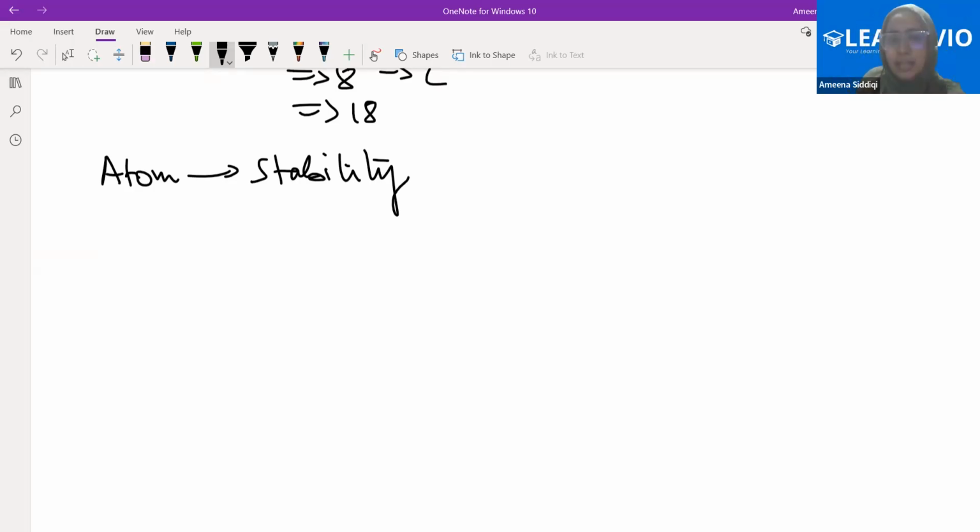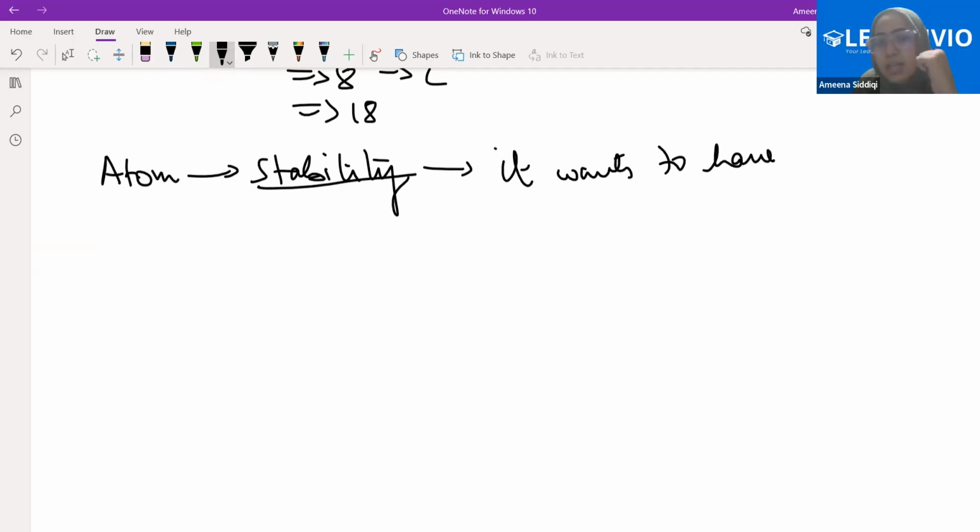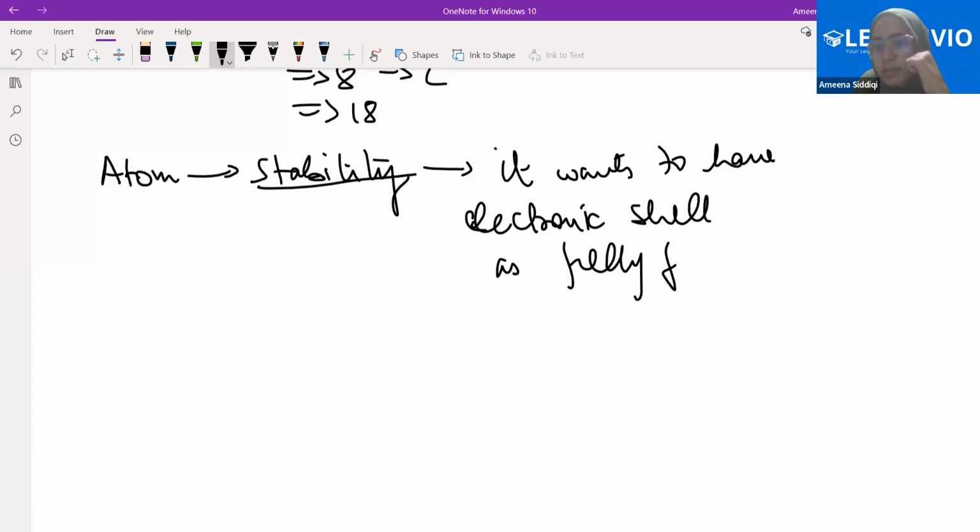In case of an atom, the stability of an atom is that it wants to have the electronic shell as fully filled. Fully filled. And mind it, it wants to have the last electronic shell as fully filled. Do you understand this? We will discuss this in detail. So how do I get to know the last electronic shell for the atom?